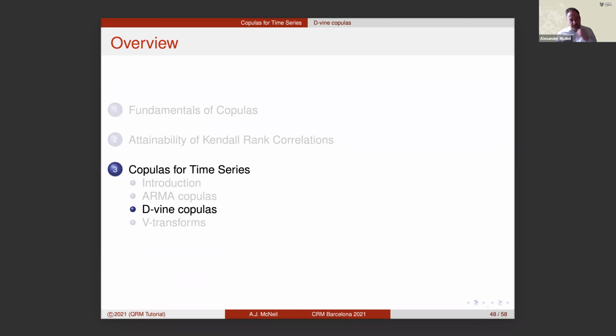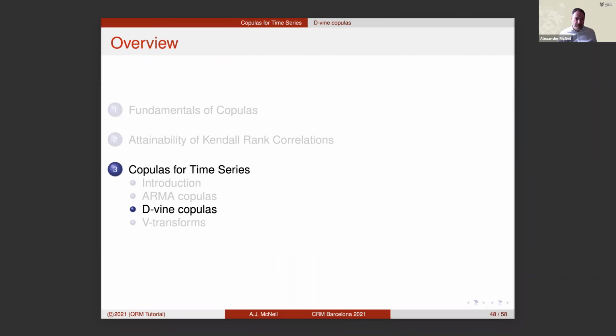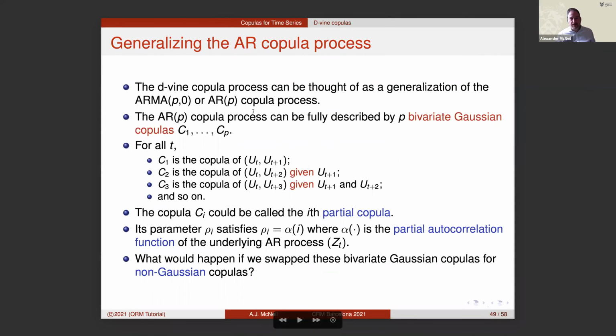I'm just going to do the theory and then we'll look at it in practice. But the idea of the D-vine here is that we relax the Gaussian assumption in the copula. So here we have Gaussian copulas in the ARMA process, but what if we tried to get away from Gaussian copulas? We can do that in the D-vine. So what I'm going to ask you to do first is to think about the ARMA copula process in the case where you have no moving average term, so the order q is 0. You could call that an ARMA(p,0), or if you like, an AR(p) copula process.